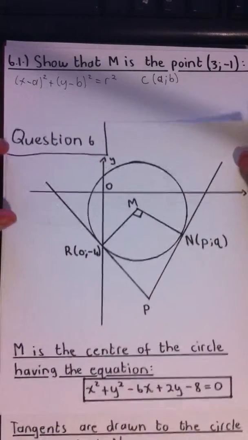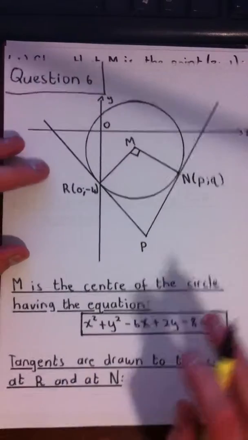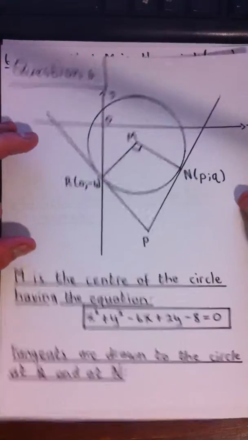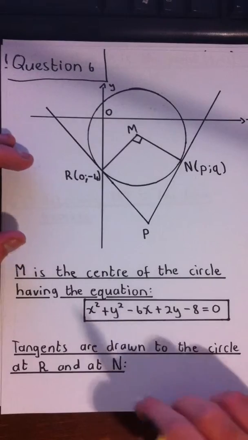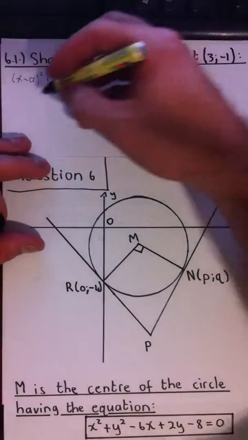and the b value would be the y coordinate of the center of the circle. Okay, so what we need to do is rearrange this equation so we can get it into that form. And how will we do that? By completing the square. Okay, so let's write down the initial equation first.